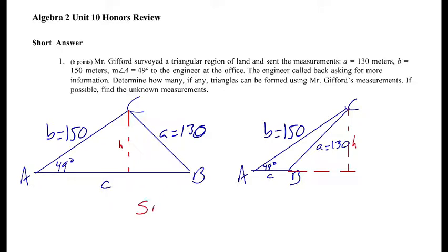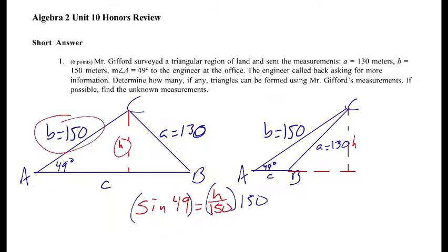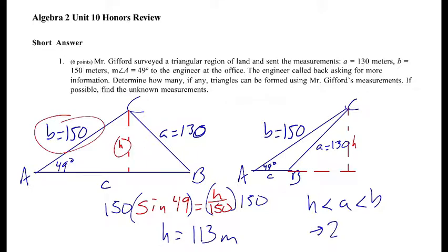So if we look at the sine of angle A, the sine of 49 degrees, that'd be the opposite side, h, divided by the hypotenuse, which is 150. So it's h over 150. Now, if we're solving for h, we multiply both sides by 150, and we end up with h being 113 meters. Now, based off the information that we know, if our h is less than our a value, which happens to be less than our b value, then we're going to get two different triangles.